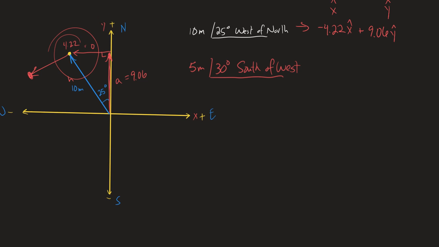If I want to find out where they are, there's only one way to do this. I have to take each of my vectors, break them up into X and Y, and then add those components together. So you have a job in front of you right now. I would like you to figure out the X and Y of my 5 meters, 30 degrees south of west.